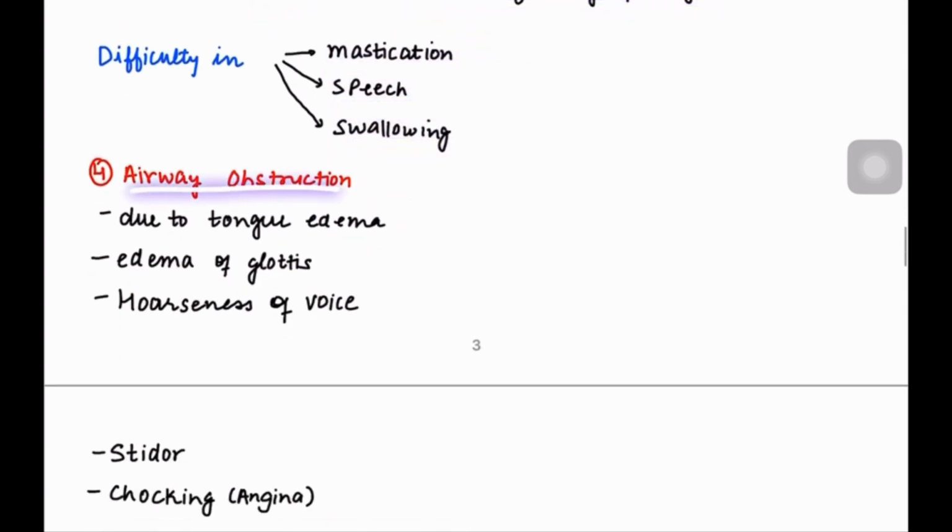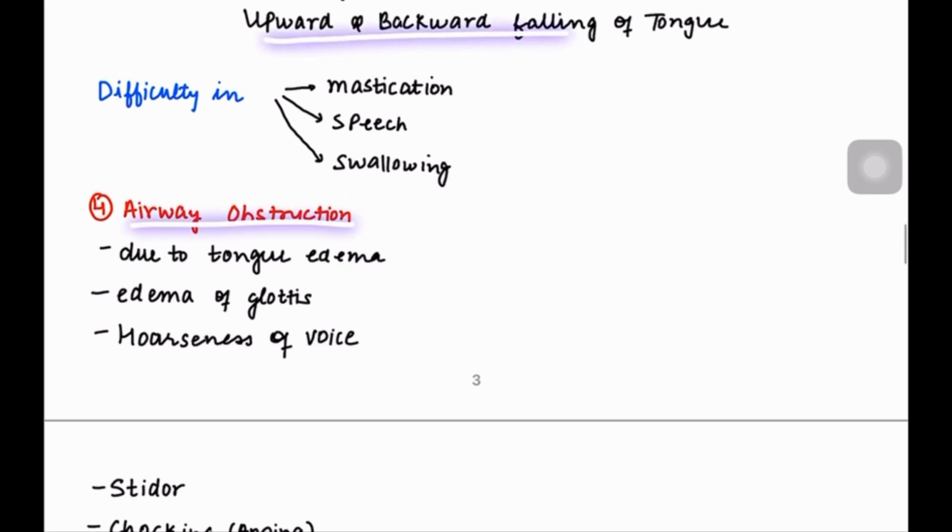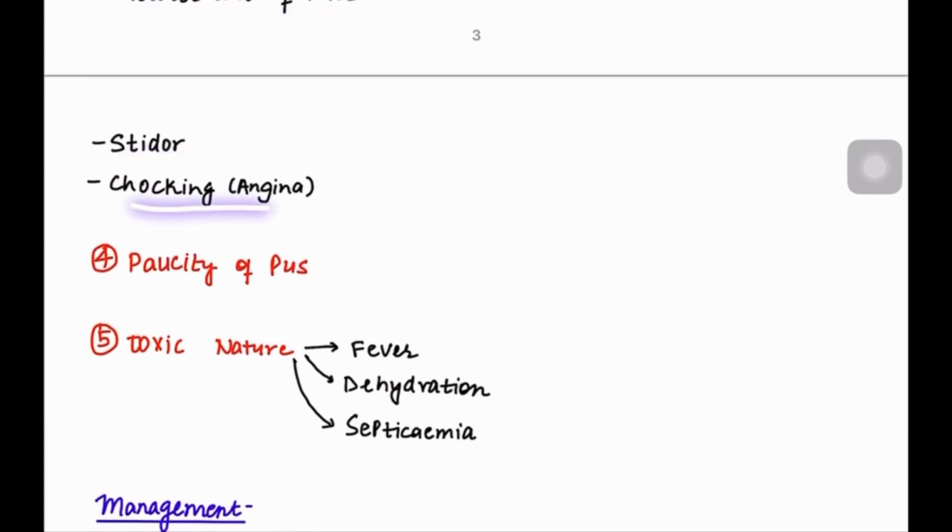Then there will be airway obstruction because of the obvious upward and backward displacement of the tongue. There will also be edema of the glottis, hoarseness of voice, stridor and choking. That is basically angina. There will be paucity of pus and there will be toxic nature of this infection, that is, there will be fever, dehydration and septicemia.